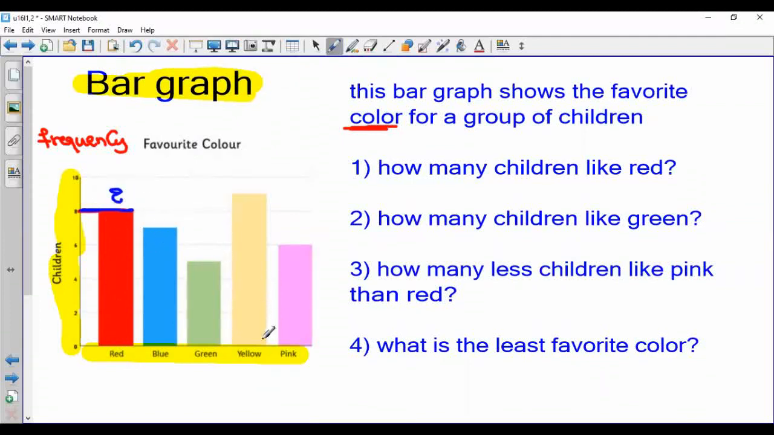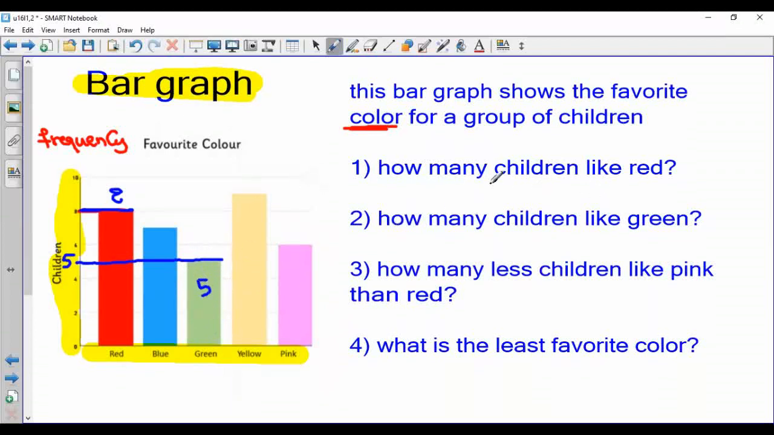And another example, I have here a bar for the green color. The height of this green bar is between 4 and 6, which is 5. So the height of this green bar is 5. So the frequency of green color is 5. This means 5 children choose green as their favorite color.